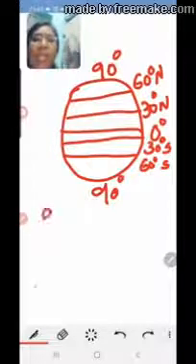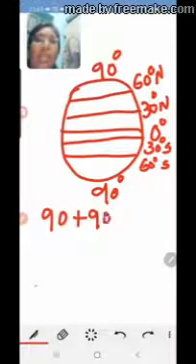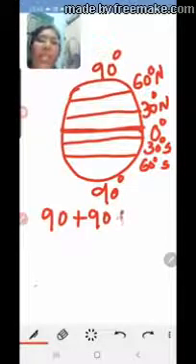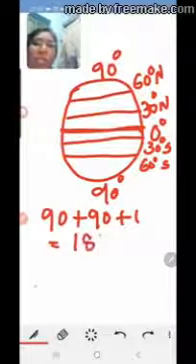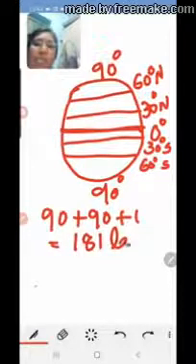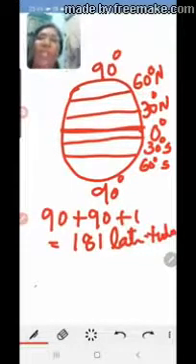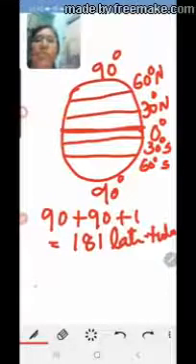So 90 plus 90 plus 1. Why 1? Because the equator is considered a separate latitude. So 90 plus 90 plus the equator, there are 181 latitudes. There are 181 parallels or latitudes. These are known as parallels or latitudes, or sometimes we can call them parallels of latitude.